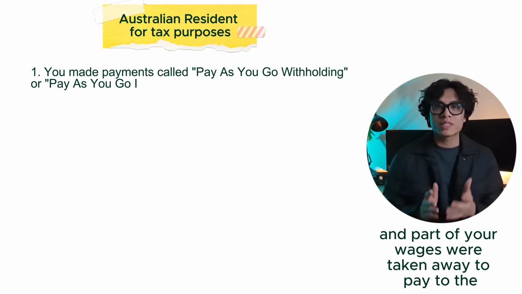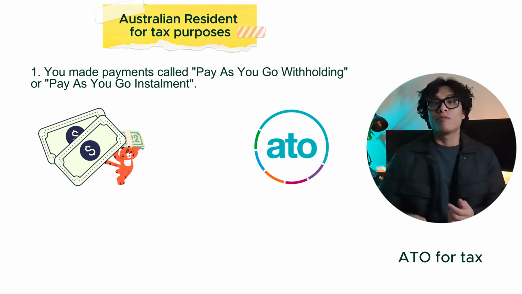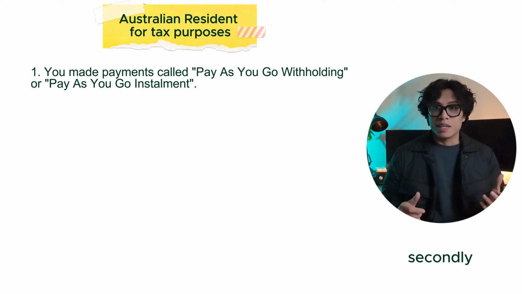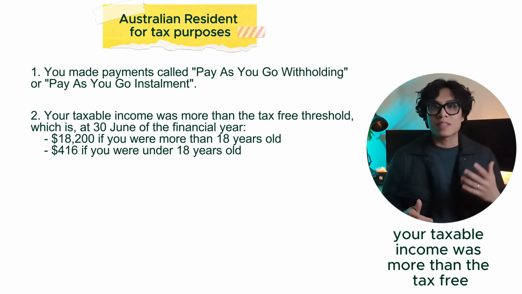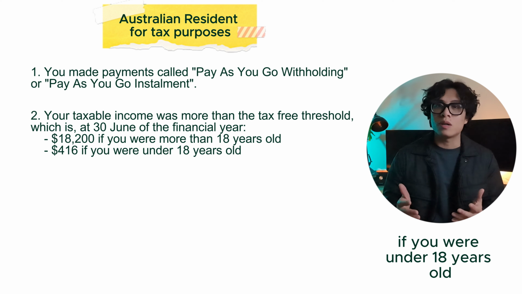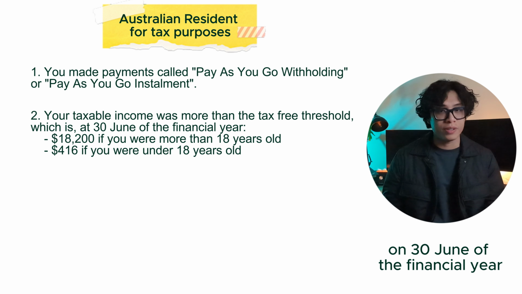Then, do you have to lodge a tax return in Australia? If you are an Australian resident for tax purposes, you have to lodge a tax return if, firstly, you had a job and part of your wages were taken away to pay to the ATO for tax under a system called pay-as-you-go. Secondly, your taxable income was more than the tax-free threshold, which is $18,200 for the full year, or $416 if you were under 18 years old on 30 June of the financial year.